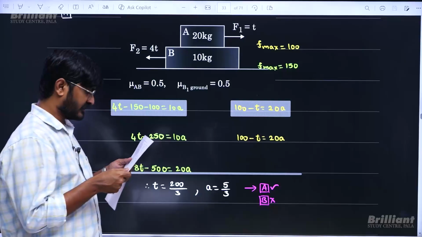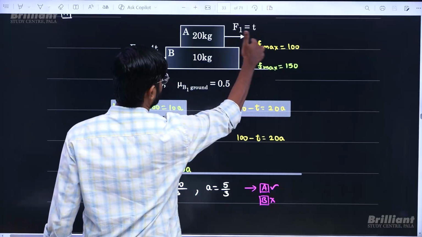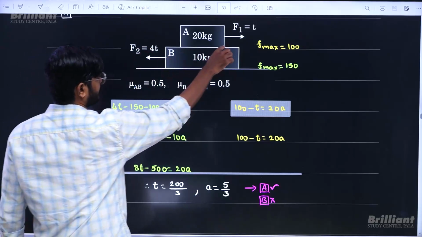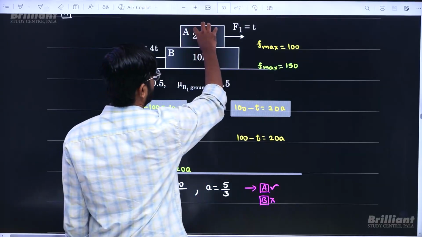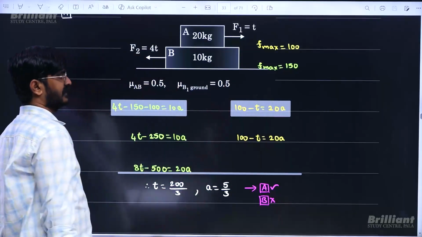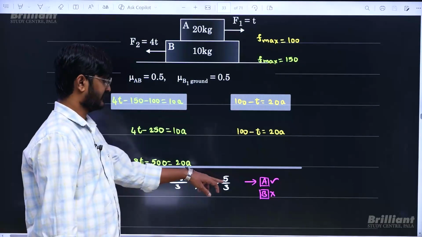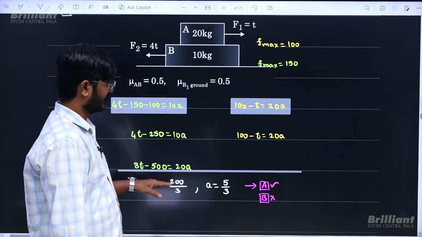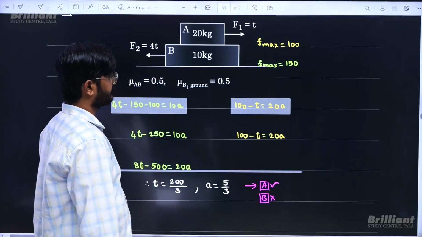Then they were asking when the relative motion between A and B will start. If there is relative motion between A and B, it means this friction is going to become maximum. So if I draw the free body diagram of this, it is going to be 40 minus 100 minus 150 equals 10 into a. Similarly, for this one, there is force 100, so 100 minus T equals 20 into a. Till then they were moving with the same acceleration, so the same a. So two equations, two unknowns. When you solve, you will get a is 5 by 3 and T is 200 by 3. So till time is 200 by 3, they will be moving together. At 200 by 3, they will still be moving together with an acceleration 5 by 3 and common velocity also.